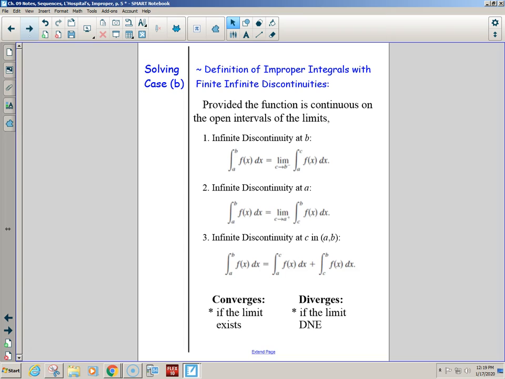Definition of improper integrals with finite discontinuities. Okay, here are the discontinuities. We were just talking about what if there's an infinity? No big deal. Make a variable and have the variable go to infinity. Solve it like normal and then take the limit.